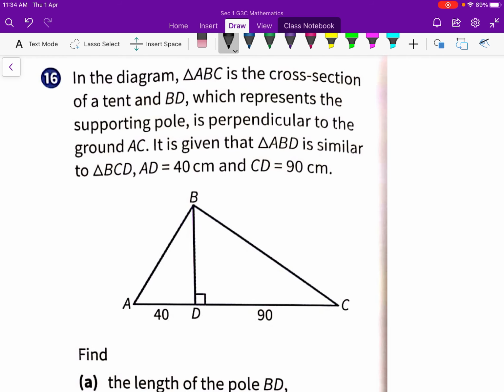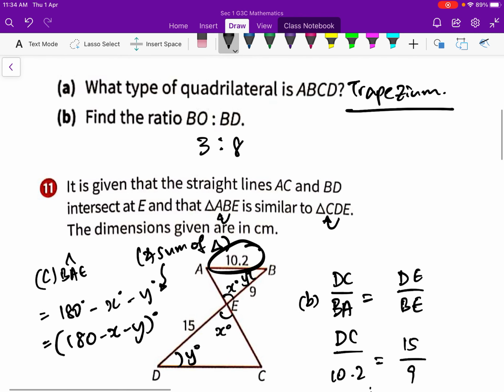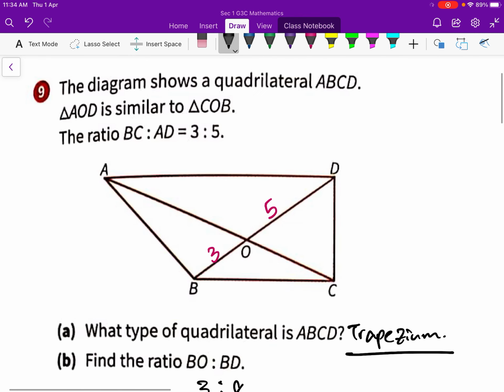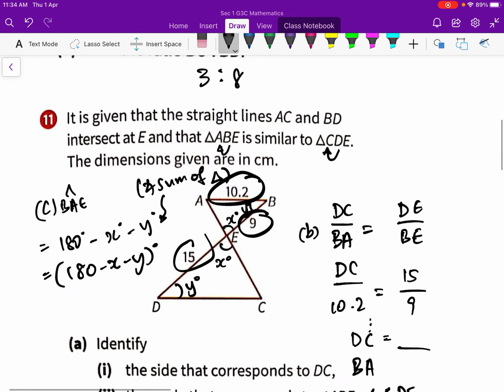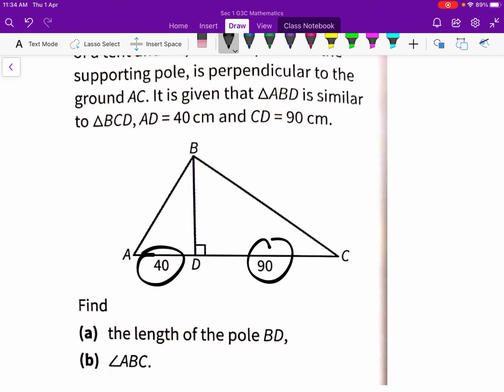Unlike most questions, where they give you 3 sides. See, they give you length of 3 sides. 1, 2, 3. Okay, this one doesn't have. Then if you look at your notes, they give you 3 sides. Why don't they give you 2 sides over here? How to do? Okay, so find the length of the pole BD.